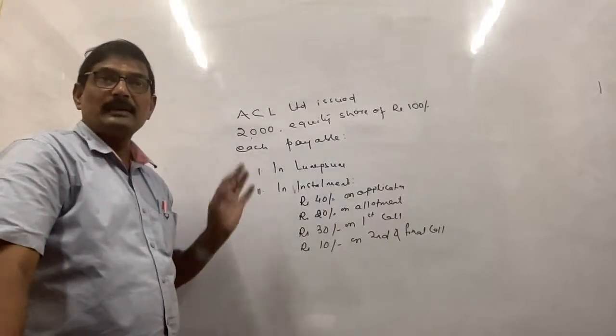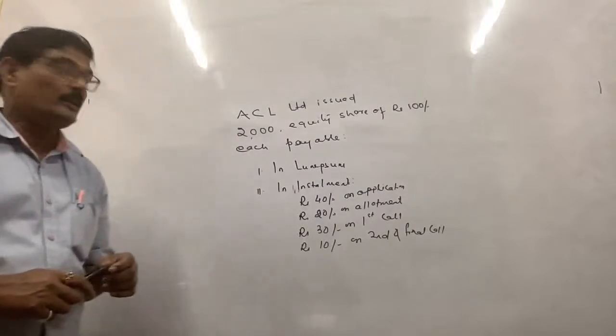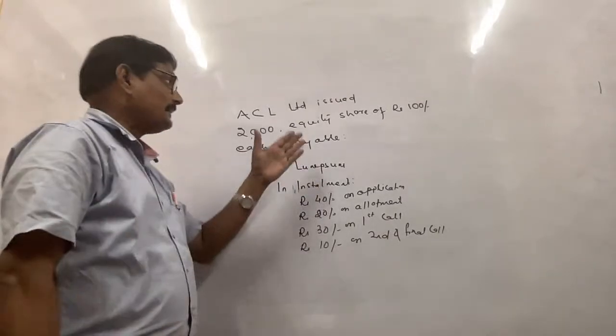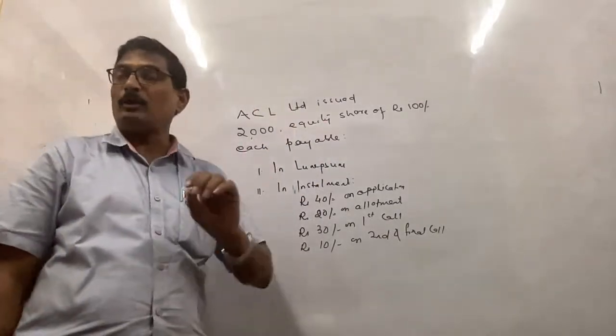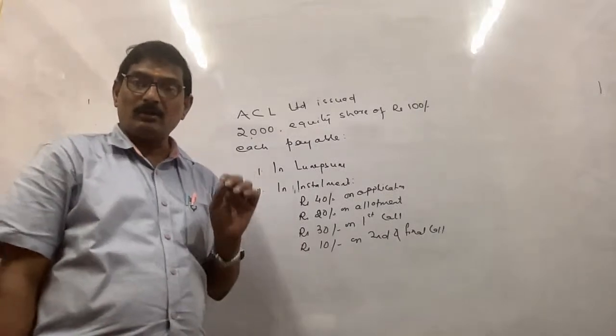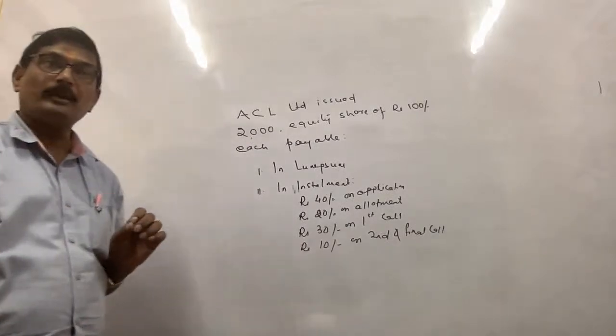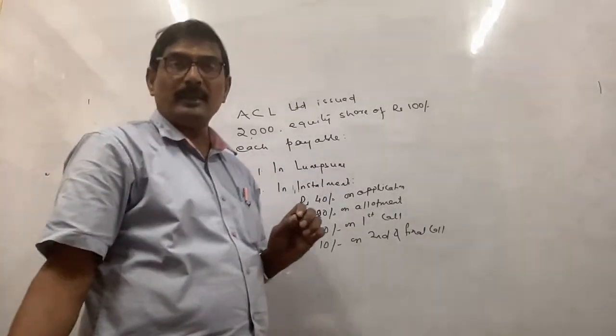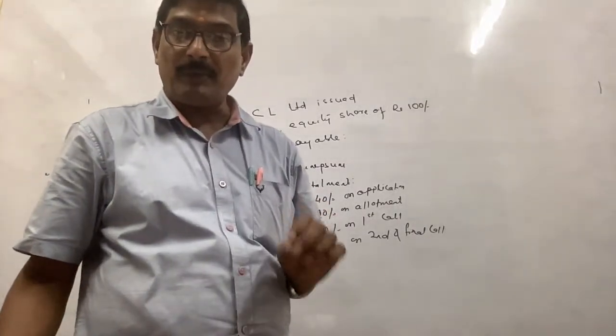Thereafter, this is when you will receive it in lump sum. We will receive it in one go. That's 2000 into 100, 2 lakh rupees we will receive in one go. Bank account debited to share application and allotment account, 2 lakh rupees. And when we will transfer it, share application and allotment account debited to share capital, 2 lakh rupees.